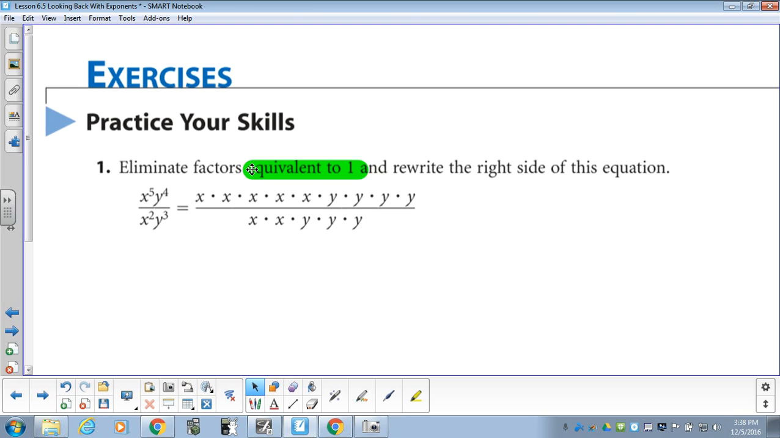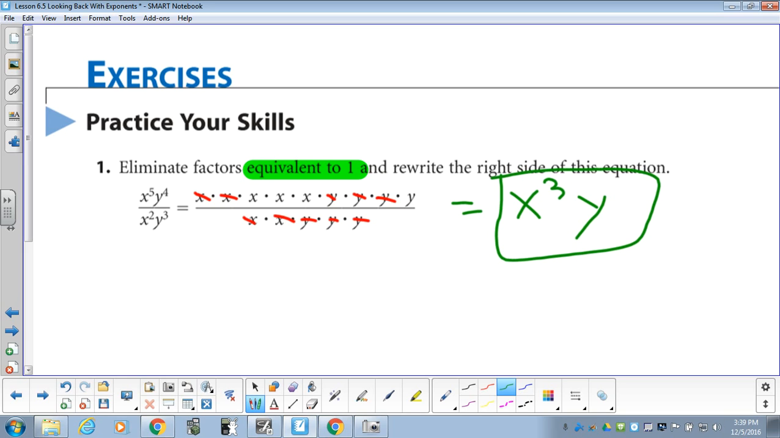So let's knock out these common factors. We got x, so two x's are gone. And then looking at our y's, we were able to get rid of 3 of the y's. What's left? We have 3 x's, that's x to the third, and 1 y. So x to the third power times y. That is how we do that first one.